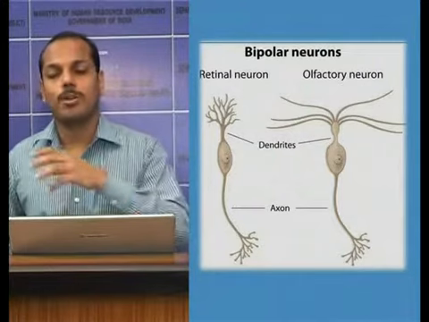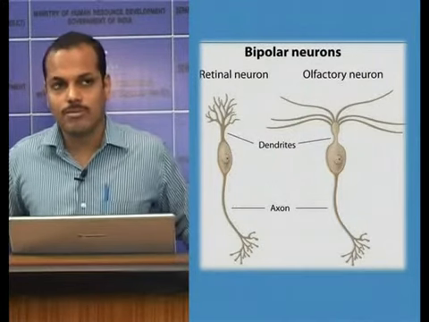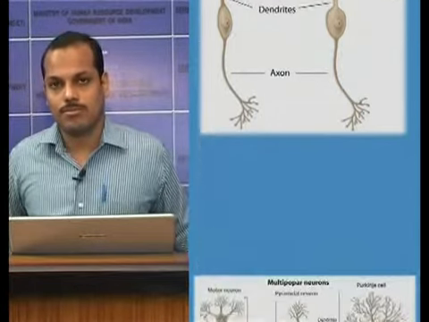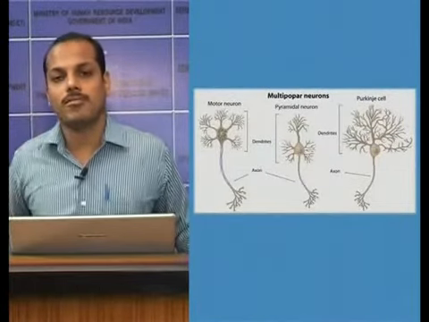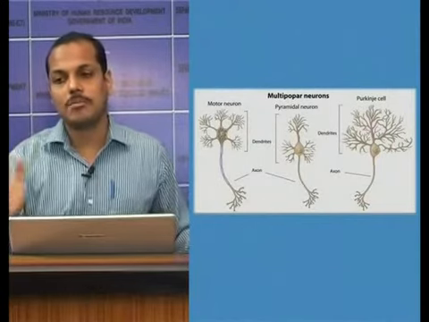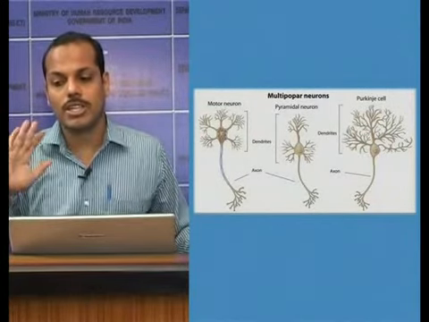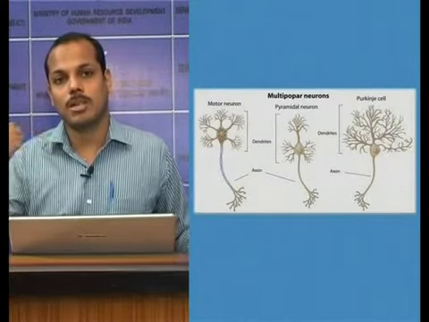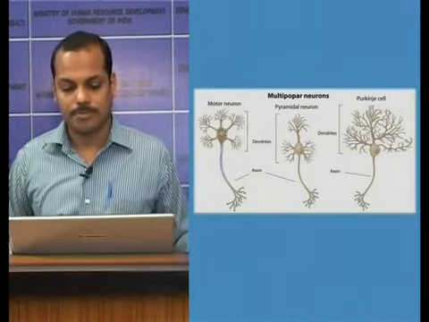So all the neurons will be having a cell body and processes. The processes may be dendrites and axon. All the neurons will be having at least one axon. Sometimes dendrites may be there, sometimes a dendrite may not be there, sometimes one dendrite, sometimes multiple dendrites may be there.